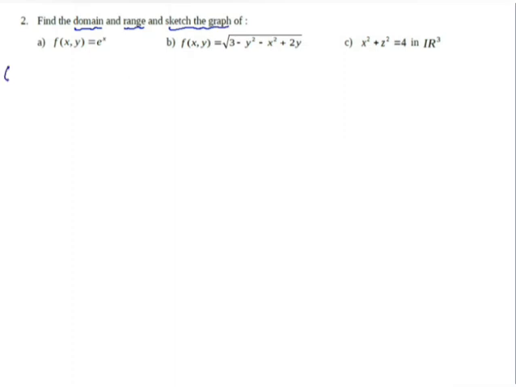Find the domain, range and sketch the graph of this function. Here we are asked for the domain, range and graph of the given functions. So the first part is f of x comma y, e to the power of x. To know the domain of this, no calculation is needed. The domain of this function is the collection of all possible values of x and y. So the domain is the real numbers, and the range of this function is 0 up to positive infinity, since any exponential function output cannot be negative.